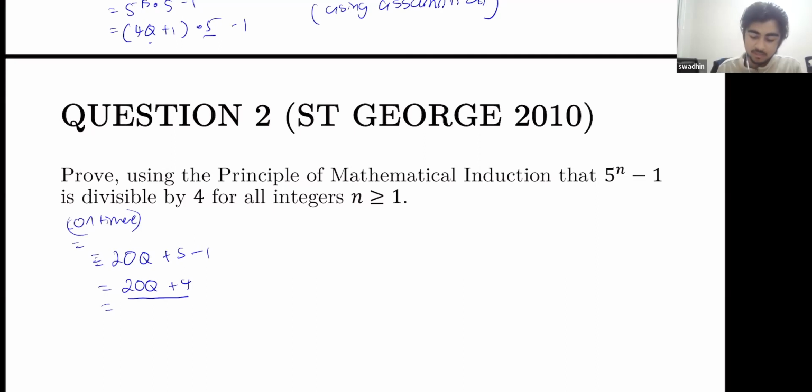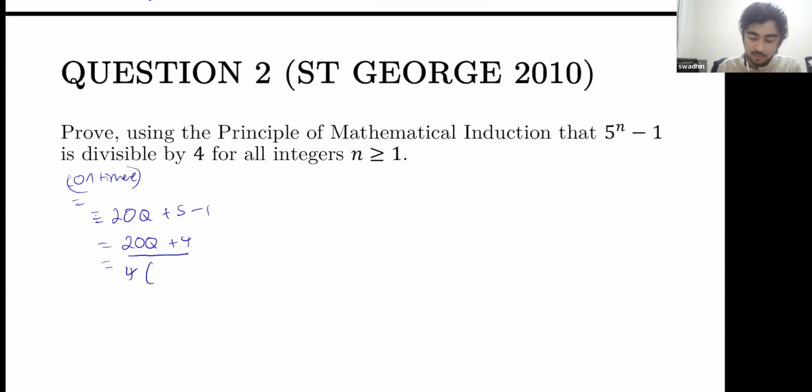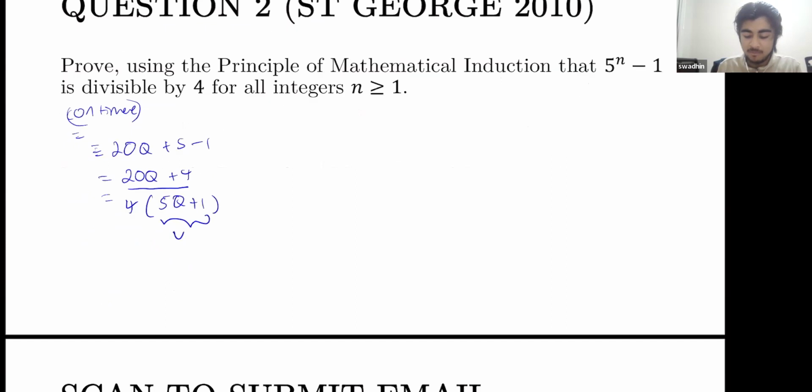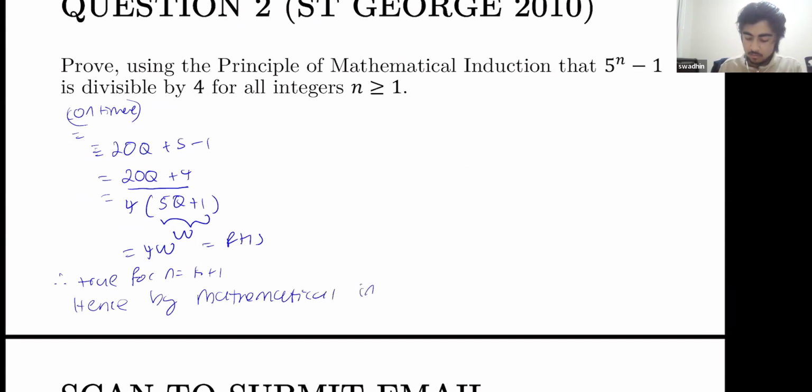Factor 4, yep, that's correct. I'm going to factor 4, and inside is going to be 5q plus 1. Now this 5q plus 1, because q is arbitrary, is also going to be an arbitrary integer. We can label this arbitrary integer as 4w, which equals the right-hand side. So therefore, it's true for n is equal to k plus 1. And hence, by principle of mathematical induction, it's true for all n greater than or equal to 1.